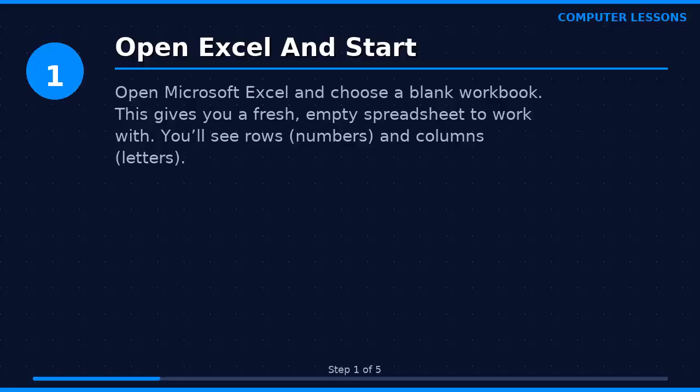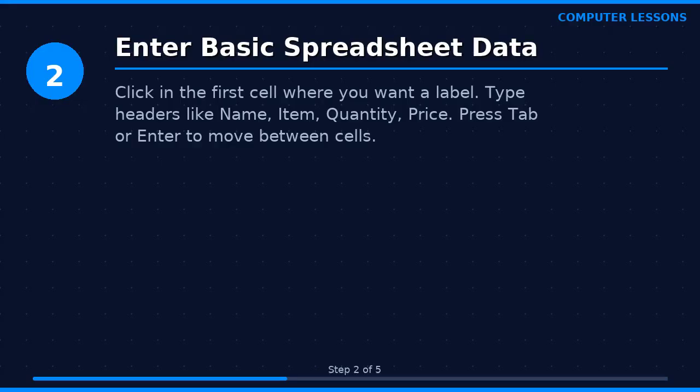We start in cell A1, that's like midfield. Type in name. Tap over to the right: item, quantity, price. Those are your column headers, your lineup cards so you know who's playing where on this spreadsheet.